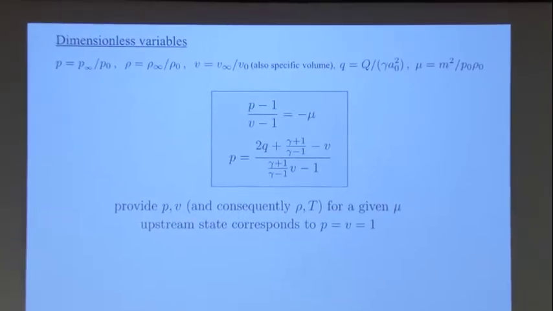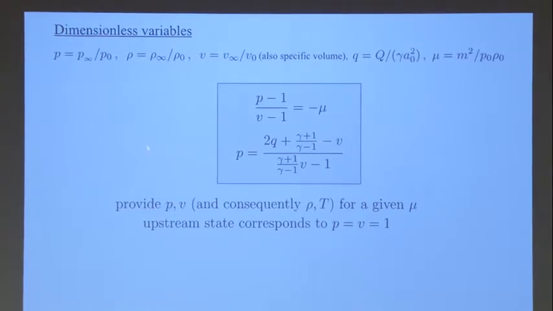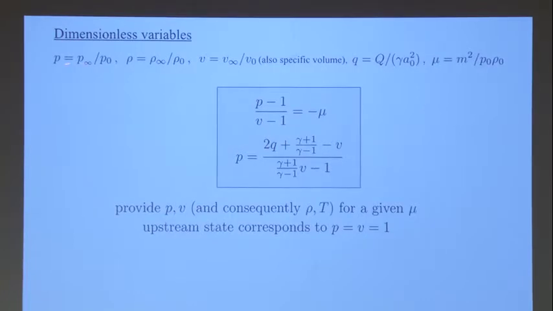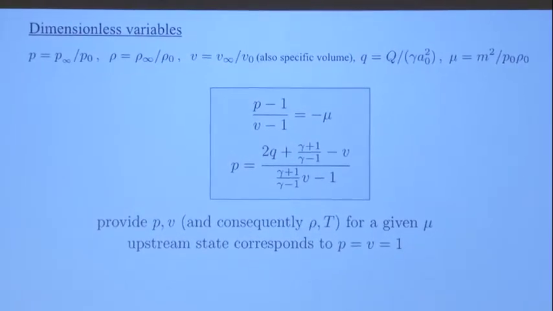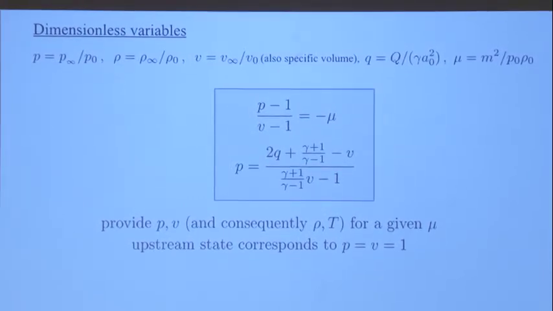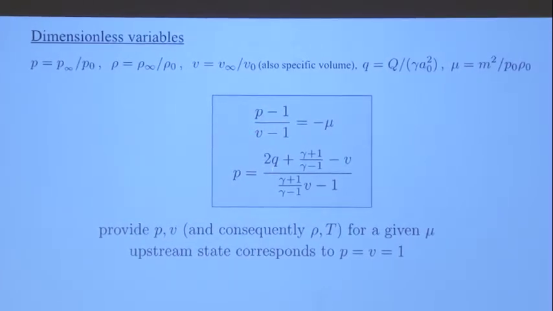But before doing that, it's convenient to work with dimensionless variables. So what you do, you divide P infinity by P naught, rho infinity by rho naught, in order to use the initial state as reference, and P and rho without any subscript are essentially the ratios. Okay, so here is the Hugoniot and the Rayleigh line written in dimensionless form. Now, when you write them in dimensionless form, you have dimensionless parameters. One of them is the heat release parameter, q.